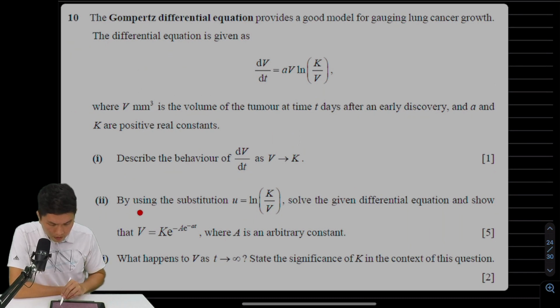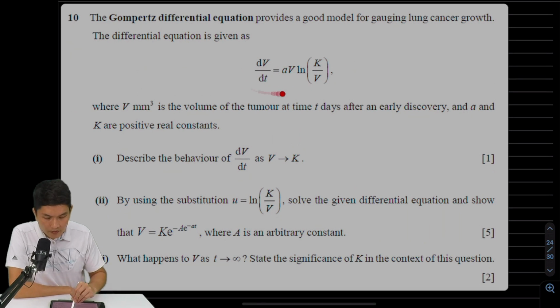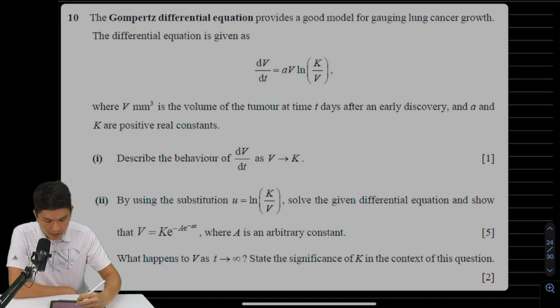Now in part 2, we have to use a substitution to solve this DE. What does it mean to solve a DE? To solve a DE means to give me the equation of V. Because what you have here is dV/dt, how V changes with time. But what if I want to know what is the volume at a certain period of time? Then I need to know what is V of t, right? V as a function of time.